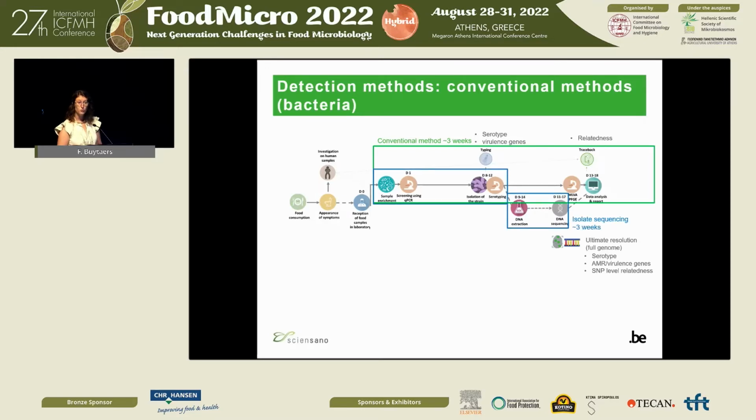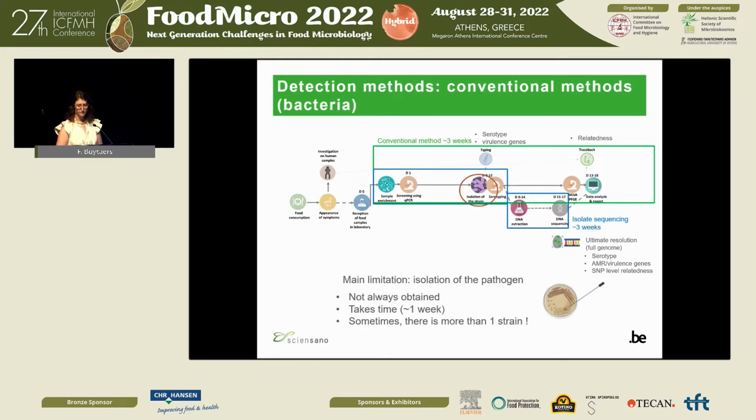And now a new method that has emerged is isolate sequencing, and we get the ultimate information because we get the full genome of the pathogenic strain. So we get the serotype, all genes that were present on the genome, and a SNP level relatedness. But it also takes about 3 weeks to obtain this information. And the main limitation is the isolation of the pathogen for bacteria. This isolate, as I said, is not always obtained. It takes time to obtain an isolate, and sometimes there's even more than one pathogenic strain present in a sample.